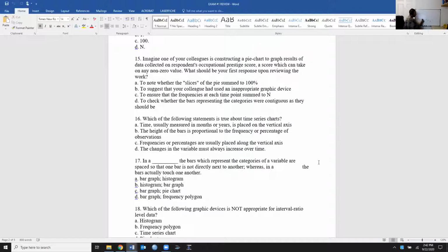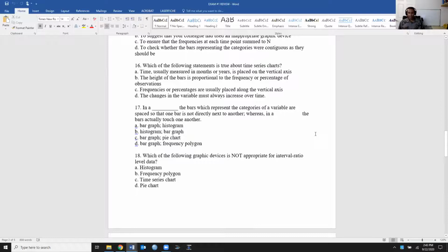Okay, and then you can look at some of those other responses and see that they're not right, in the sense of the heights of the bars being proportional to the frequency or percentage of the observations. You're not really looking at a bar per se. You usually create it with a line. And then D, the changes in the variable must always increase over time. Like I said, with your weight, it doesn't necessarily always increase over time. It could decrease.